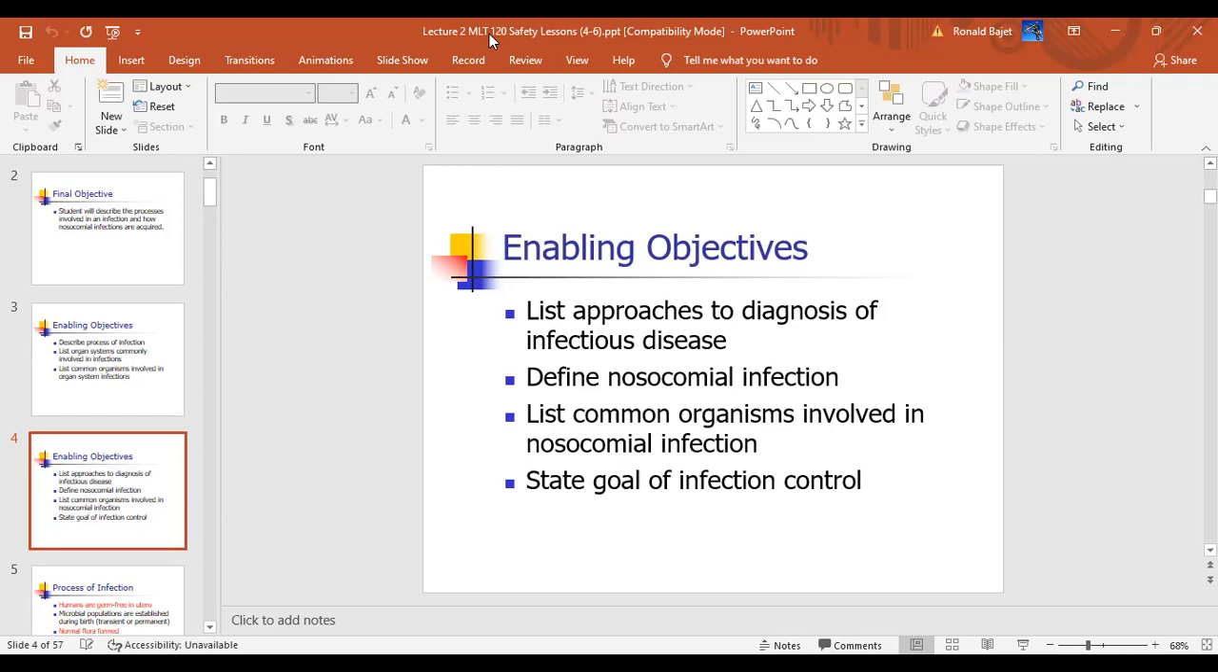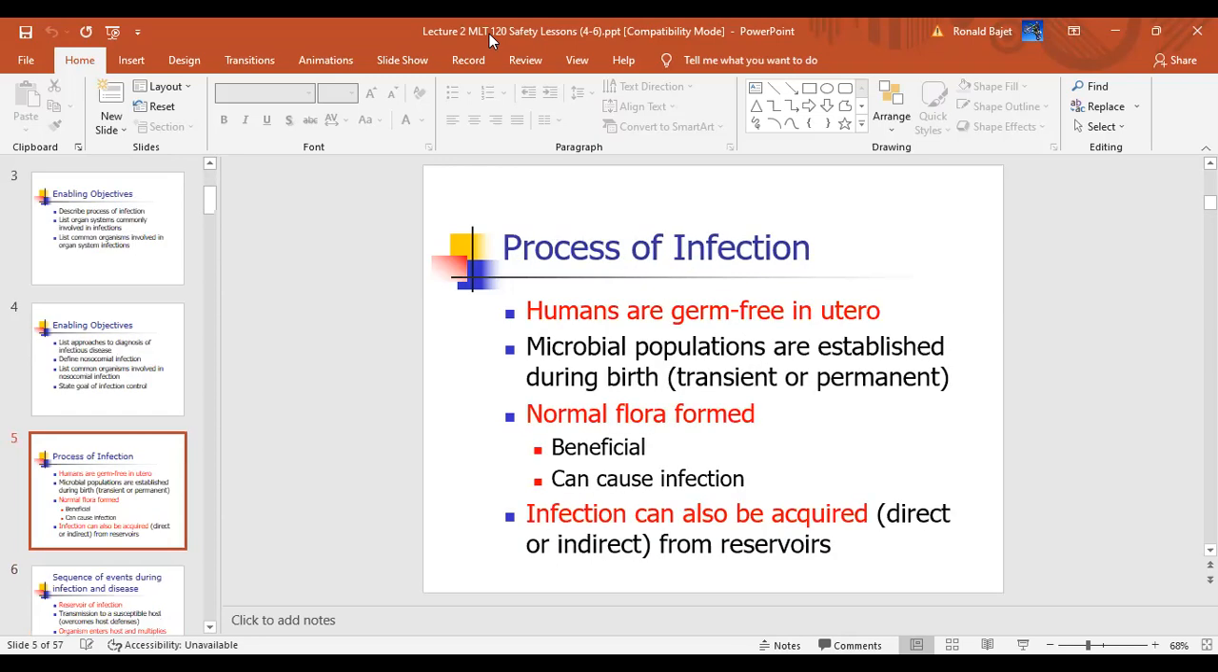You already know what nosocomial infection is. I'll go over the common organisms involved in nosocomial infection and the goal of infection control. Humans are germ-free in utero. When you're born, you have no bacteria, and later on your normal flora will develop. You have to have normal flora. Normal flora is beneficial.